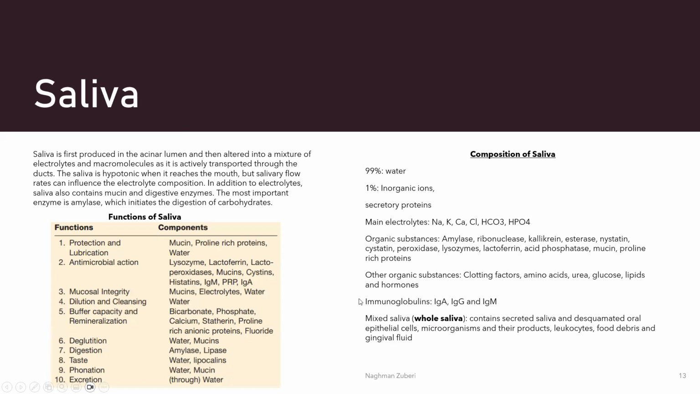Saliva. Saliva is first produced in the acinar lumen and then altered into a mixture of electrolytes and macromolecules as it is actively transported through the ducts. The saliva is hypotonic when it reaches the mouth, but salivary flow rates can influence the electrolyte composition. In addition to electrolytes, saliva also contains much mucin and digestive enzymes. The most important enzyme is amylase. A question comes on this: it initiates the digestion of carbohydrates.